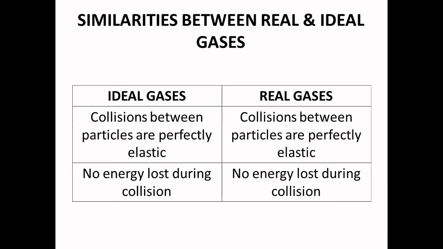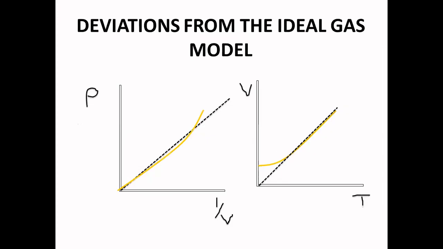Ideal gases collide with a perfectly elastic collision. Also real gases, it is also the case. They collide with a perfectly elastic collision, which means there is no energy lost during collision. Let's consider the deviation now of real gases from the ideal gas.